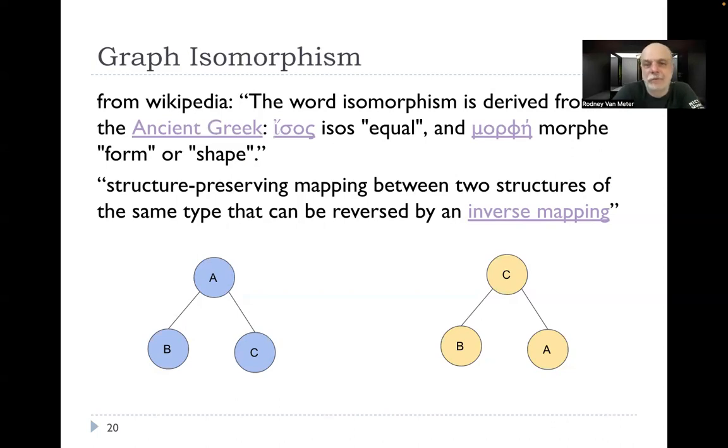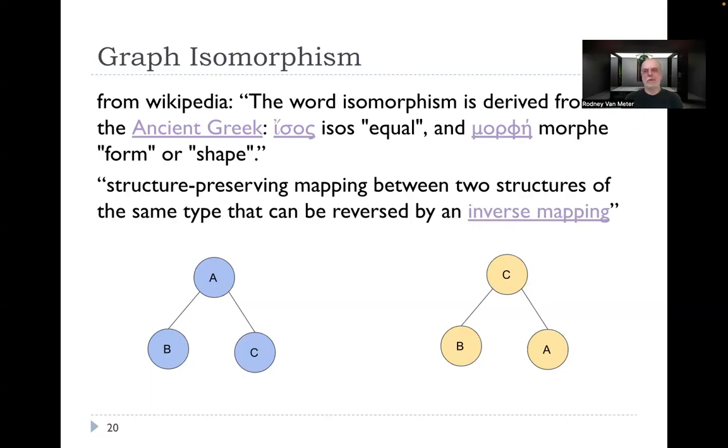called graph isomorphism. The word isomorphism derives from a couple of Greek words, isos meaning equal and morphe meaning shape or form. And a graph isomorphism means that we can map all of the nodes, or all of the names of nodes, in one graph to names of the nodes in another graph, and the shape would be the same. The things that are connected to each other would be the same.